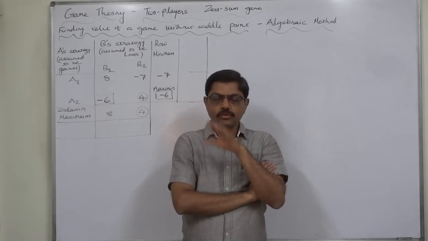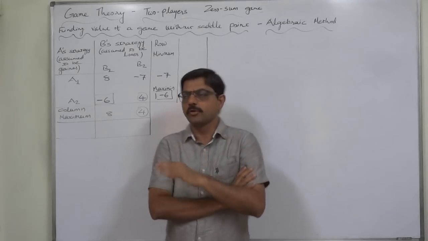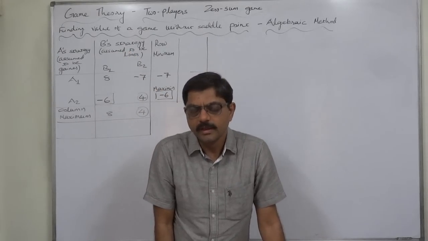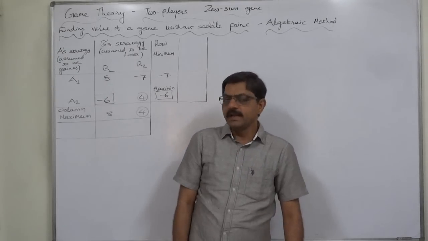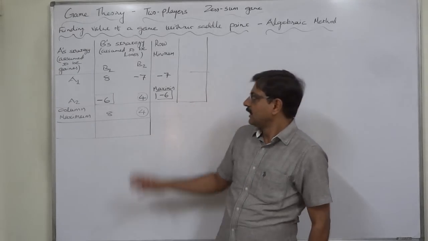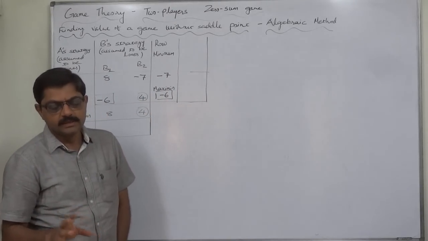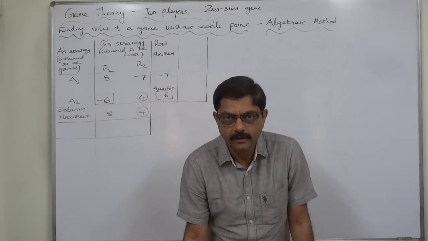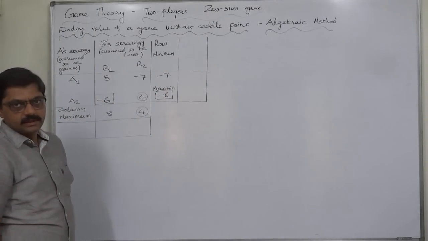Because there is no saddle point, there can be no optimal strategy for the gainer as well as the loser. Then what to do? In such a case, the players need to use mixed strategy. That means not a single strategy every time, but a different strategy every time in different proportions. So in this type of case we need to use probabilities.